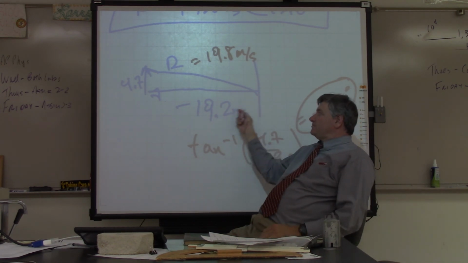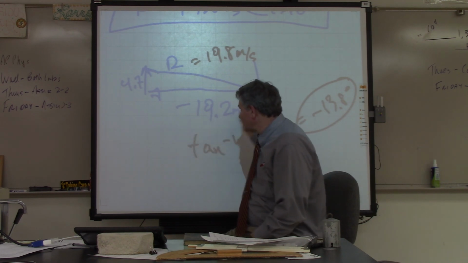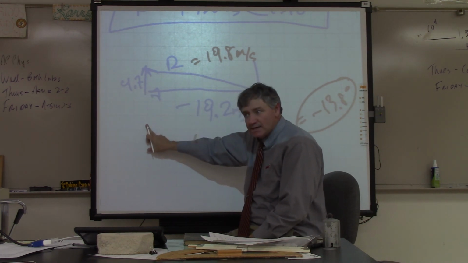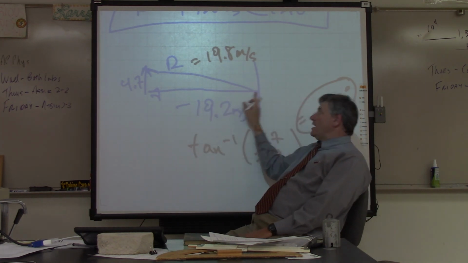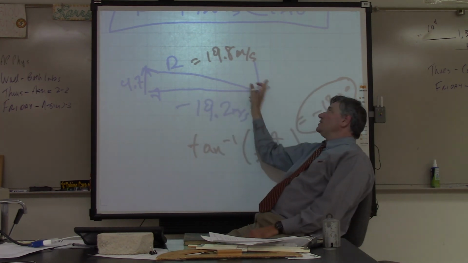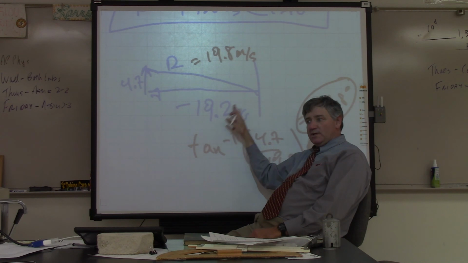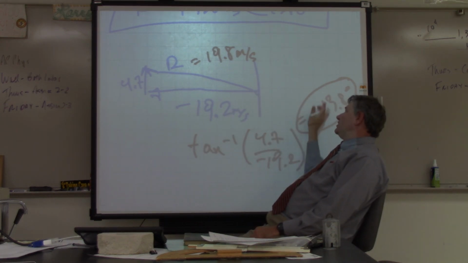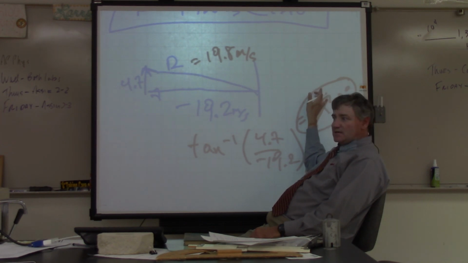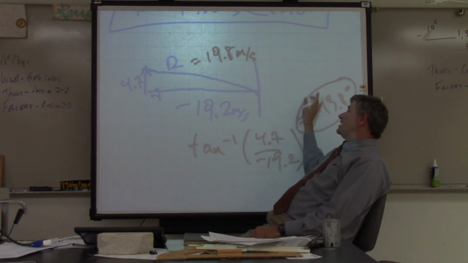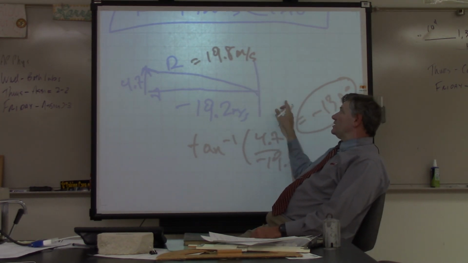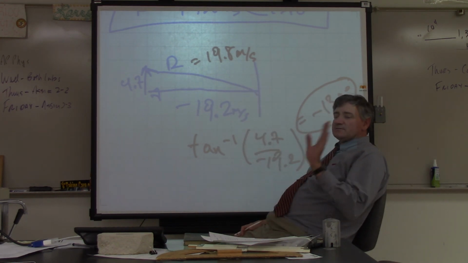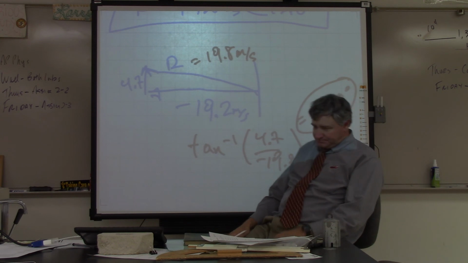Now, if it had been down here in this third quadrant, where you had negative 19.2 and negative 4.7, then you would add 13.8 degrees to 180. If you were over here and you had a positive x and a negative y, you'd get 13.8 and you'd subtract that from 360. It's a personal preference thing, okay?